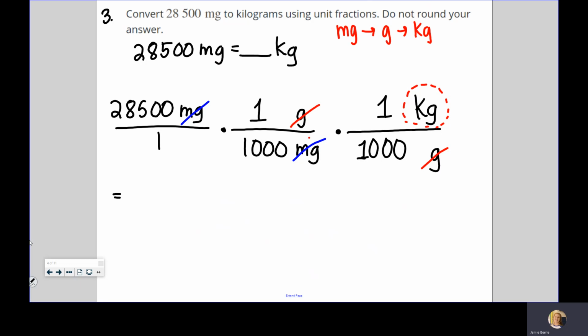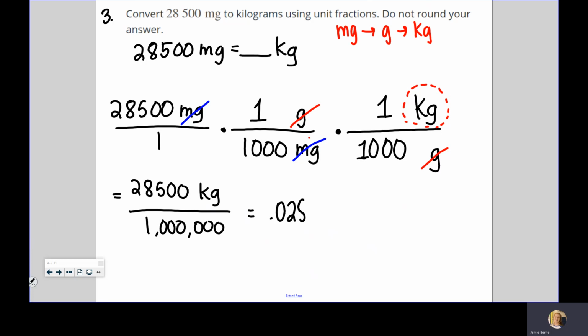So that's 28,500 kilograms over 1,000 times 1,000, which would be 1,000,000. 28,500 divided by 1,000,000 is 0.0285. And the units is kilograms.